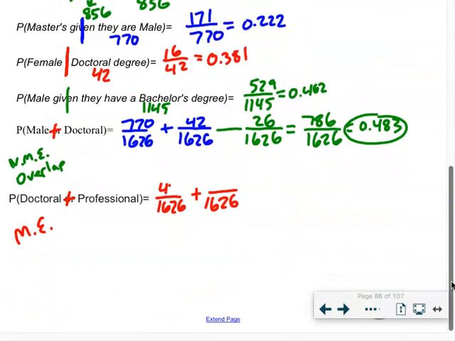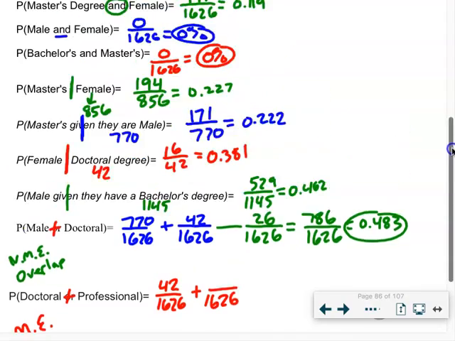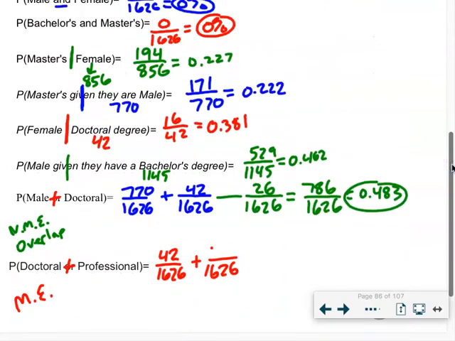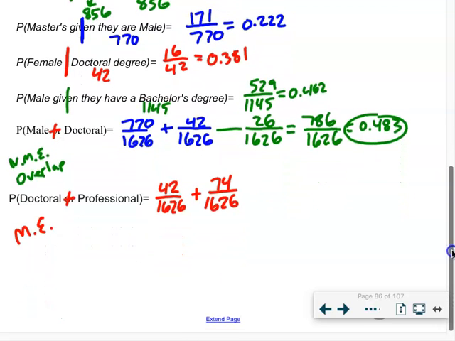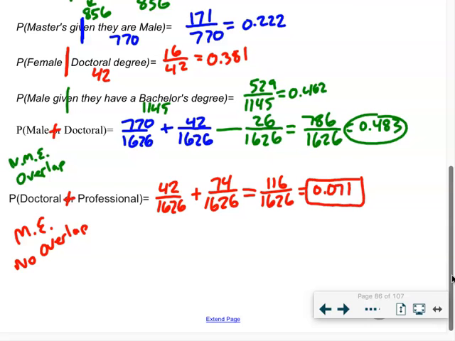So I'll do the 42 first because that's the order that they went in. And then I already forgot that number. 74 people that had a professional degree. We do not need to subtract anything because there is no overlap for this problem. So we just need the 42 and the 74 to add together to 116 up top, 1626 on the bottom. Let's get a final answer for that, 0.071, 7.1%.